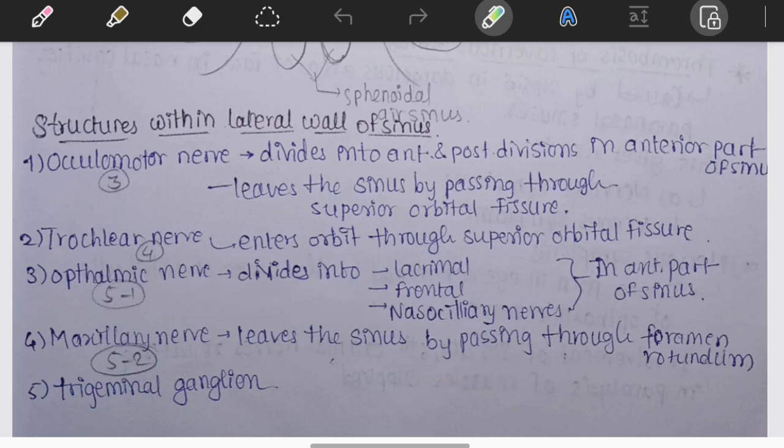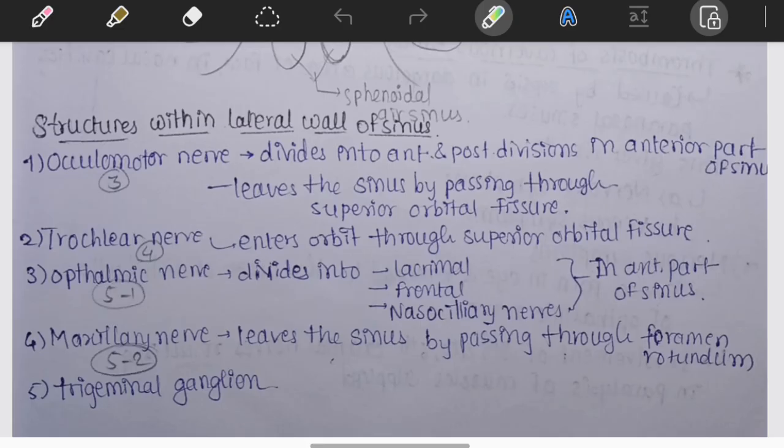But notice something different. Instead of entering through the superior orbital fissure, it leaves the skull through the foramen rotundum. And this is one of the favorite university viva questions. Which nerve in the lateral wall does not pass through the superior orbital fissure? The answer is the maxillary nerve.